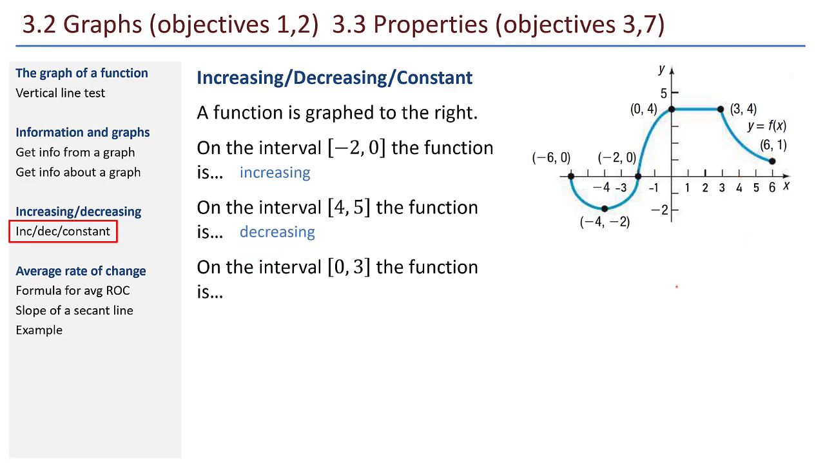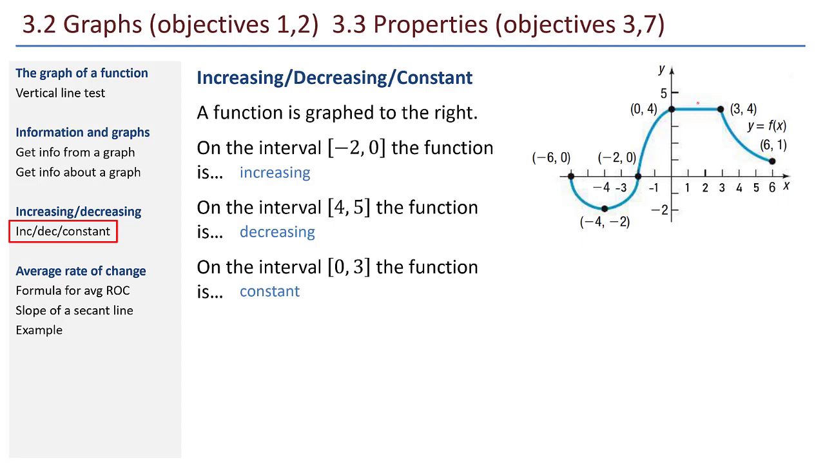How about the interval from 0 to 3? So 0 to 3, I'm highlighting this segment on the x-axis, and when I look at the graph, it is constant, and there's the answer to our question. On the interval from 0 to 3, the function is constant. So functions can be increasing, decreasing, or constant over various intervals.